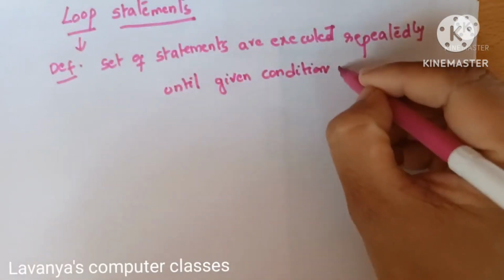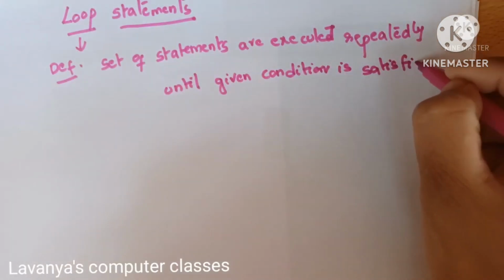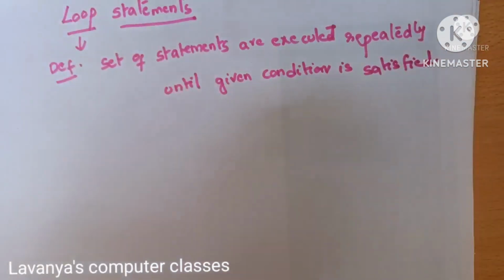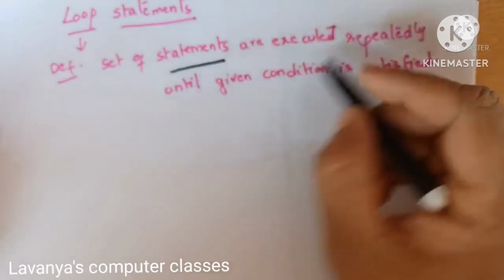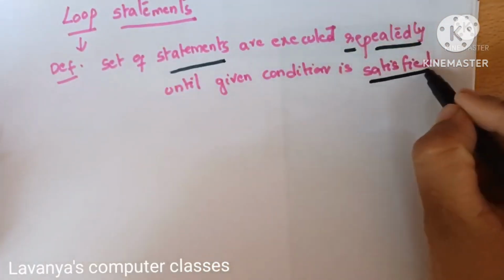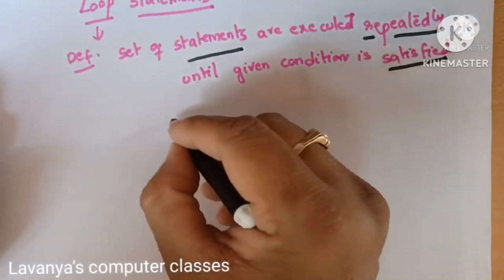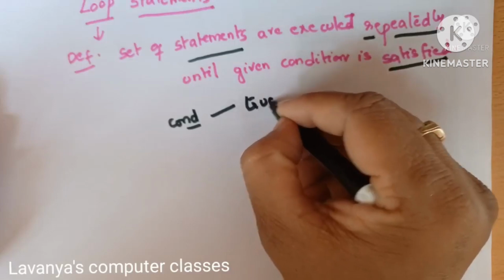How many times it is executed, for that we have to give some condition. Until that condition is true, the same set of statements are repeated continuously. Then after the condition is met, exit from the loop. So that is the definition of a loop. A set of statements are repeated continuously until the given condition is true.